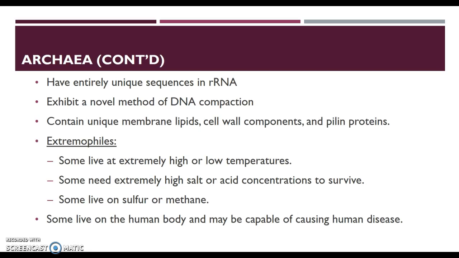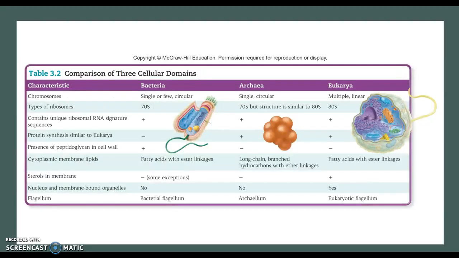Archaea are also considered extremophiles. A large number of them are found in some of the most extreme environments on Earth. They can be found in extremely high or low temperatures, extremely high salt or acid concentrations, and some live on sulfur or methane and actually use sulfur or methane as their means to produce energy. Some of them do live on and in the human body and can be capable of causing human disease.